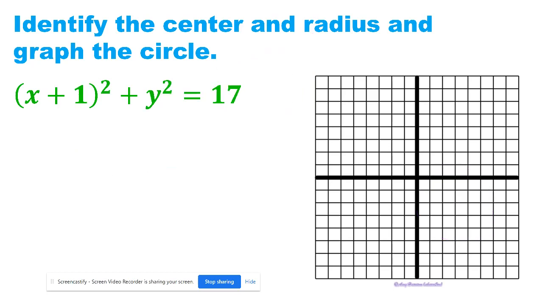So let's do another one. And again, we're going to start by finding the center. And with my x, I have a positive 1. So again, I'm going to change the sign, and my x value at the center will be negative 1.